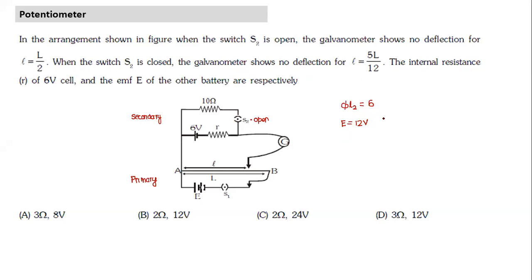So what is phi? Phi is equal to 12 by L, is it not? Phi is equal to 12 by L. So second setup, what is the second setup here?